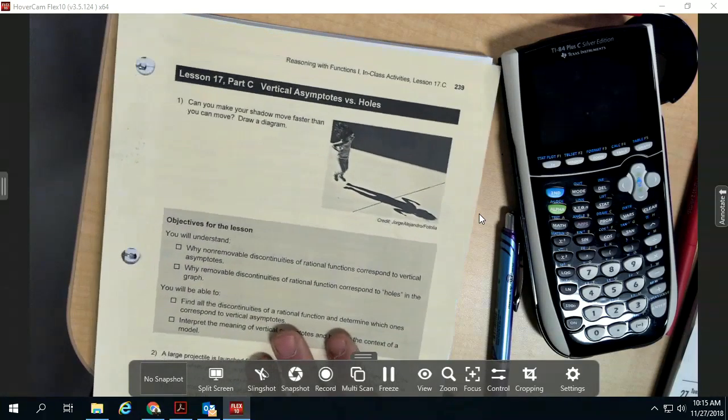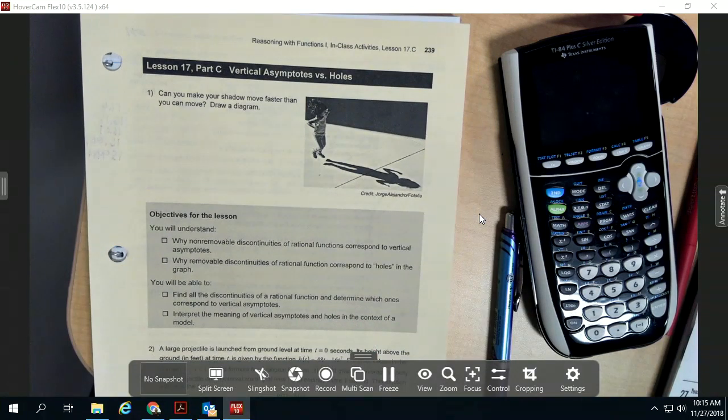Can you make your shadow move faster than you move? Draw a diagram. I'm going to have to shoot this video because we have a really cool street light at our house now. It's one of those newfangled LED ones. Does anybody have one of those at their house? Yeah, just changed ours. Oh, they are awesome, right? They give you a really, really crisp shadow.